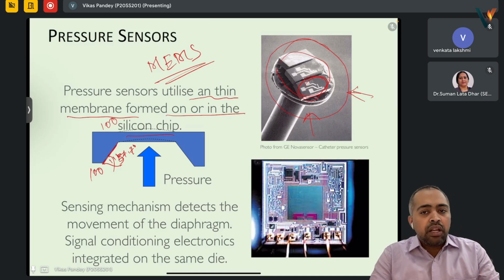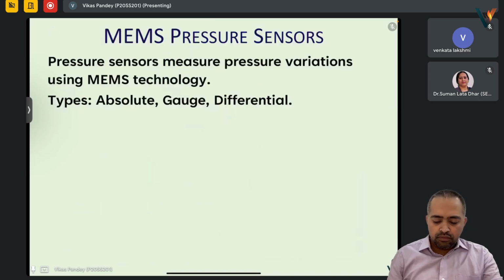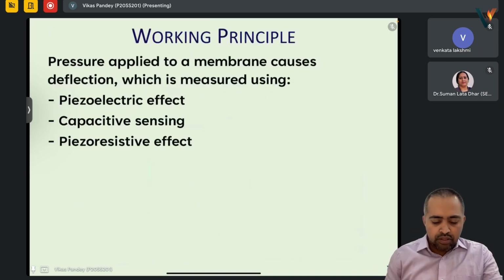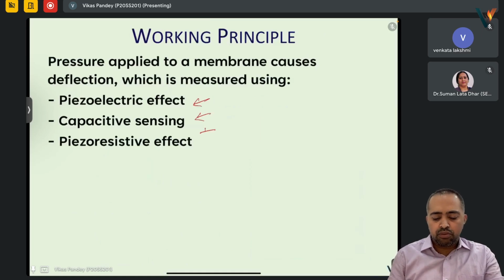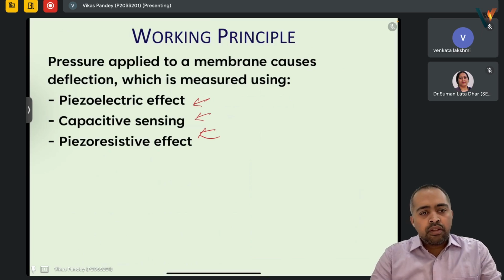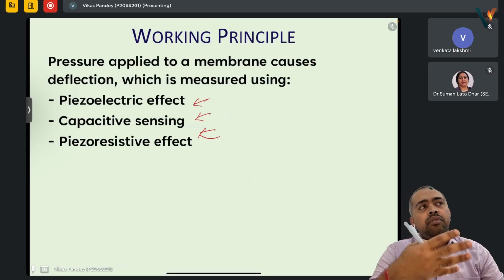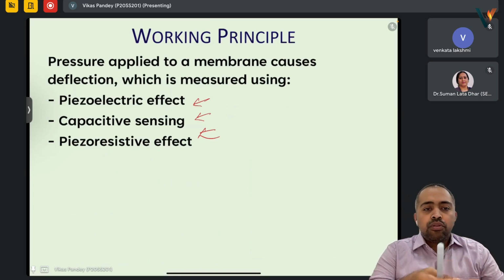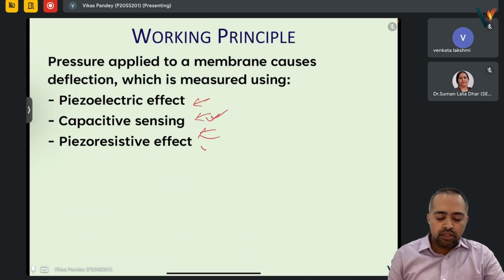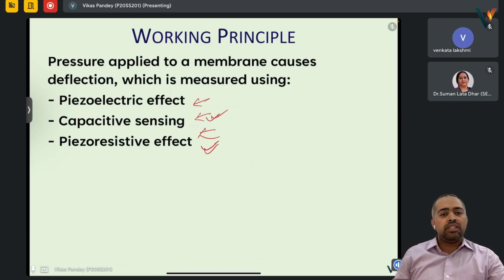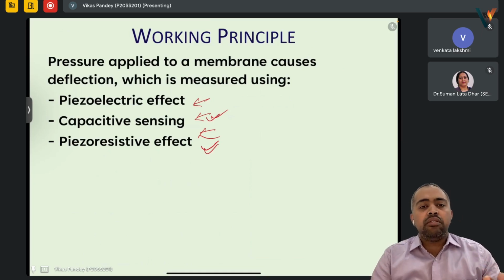There can be different mechanisms to detect those movements. There are three ways in general we use to detect this. One is the piezoelectric effect, where changes in stress and strain produce a change in potential. Second is capacitive sensing. Third is piezoresistive sensing. We'll see how these work and how these are fabricated. Here we are mostly focused on the fabrication of these devices.